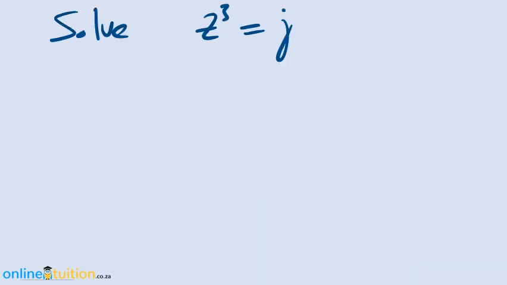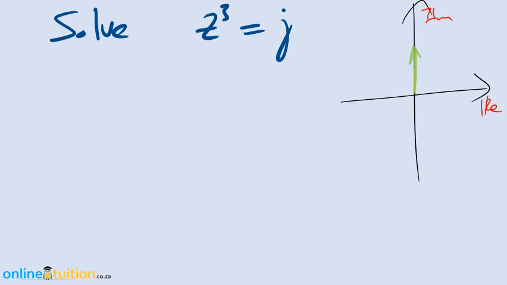Oh my goodness, z cubed equal to j. No prizes for guessing over here. You can see the theme and how it's developing. It's pretty straightforward. This is the imaginary. Where is j? J is up there. It's imaginary right up there. What's the length of the green line? The length of the green line is 1.